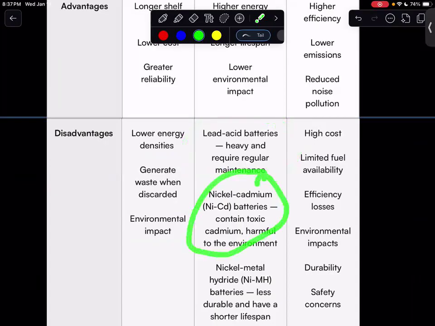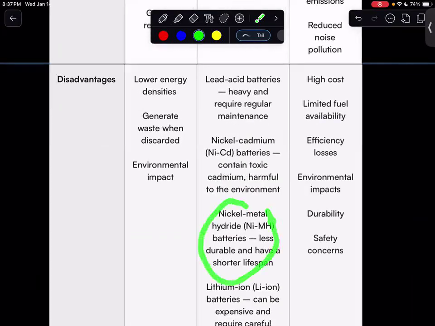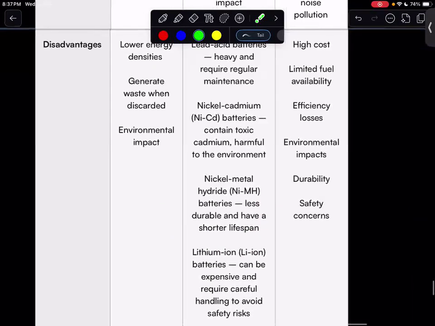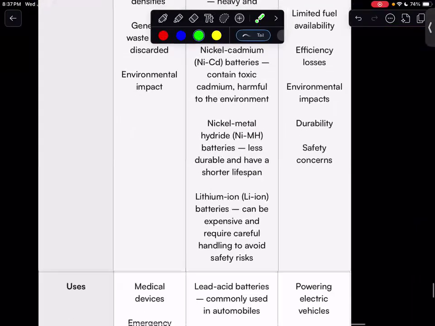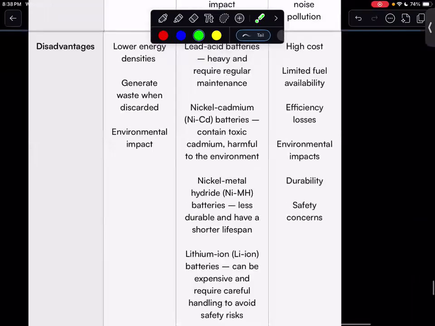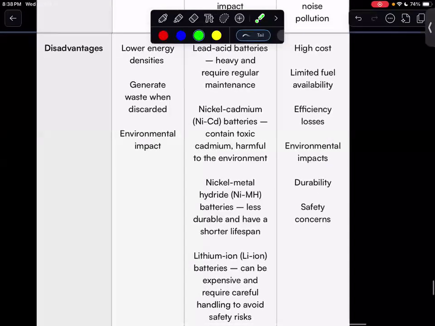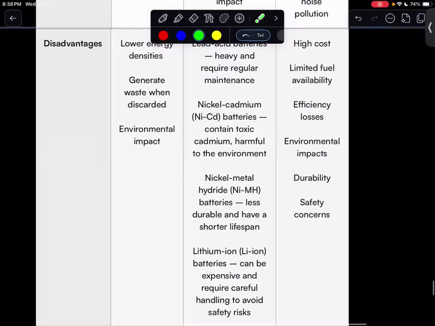Nickel cadmium batteries contain toxic cadmium, and that's also harmful to the environment. We don't want it to leach out. And nickel metal hydride batteries have a less durable and shorter lifespan. So even though they're better than the nickel cadmium environmentally, they're not as good longevity-wise. Lithium ion batteries, those are incredibly expensive to produce compared to the others and require careful handling. You've all seen videos of lithium phone batteries blowing up or catching on fire, and that's because lithium is incredibly reactive.